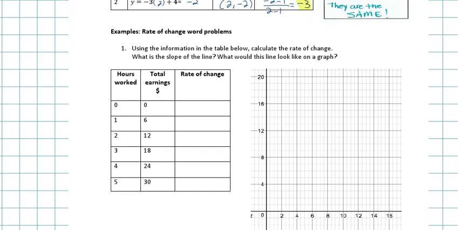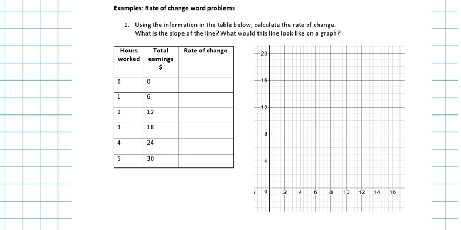Okay, now we're going to look at rate of change word problems. So using the information in the table below, calculate the rate of change. What is the slope of the line, and what would this line look like on a graph? So what do I have here? I have hours worked versus total earning. Okay? So, which one is your x, which one is your y? So that's your x. And that is your y. So when you plot them, you know what to put where.